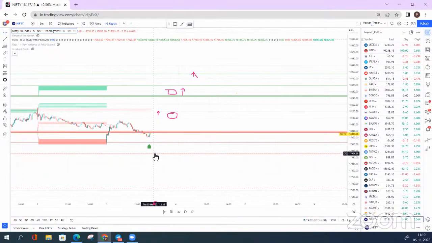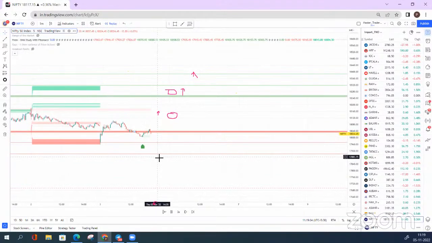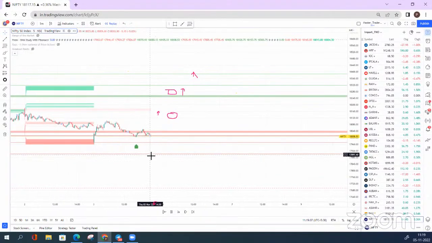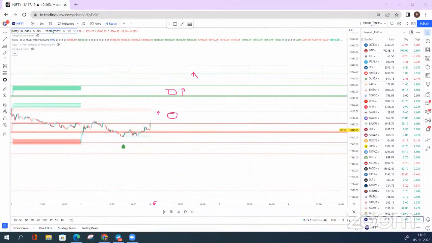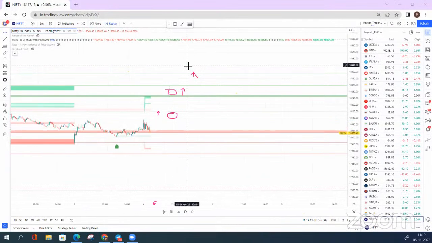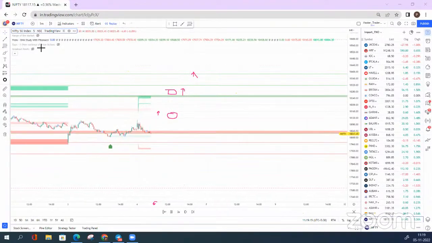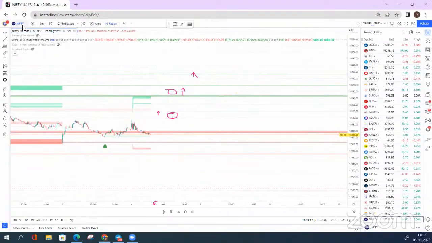Whenever you are going for a short trade, you need to be below this level. When you go for a long trade, you should be above this level for taking a good trade. You want to see how it worked? Let me show you something.